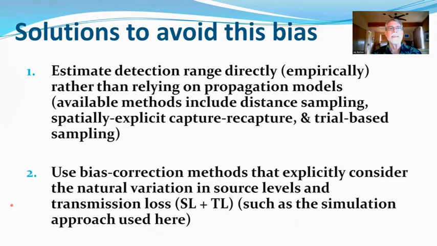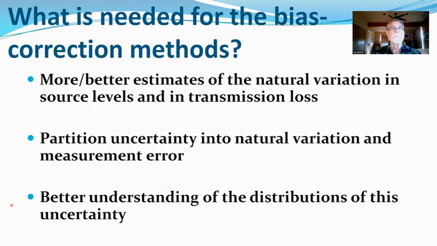My favorite, and I think the best solution, is to estimate detection range directly, empirically, rather than relying on propagation models. Available methods include distance sampling, spatially explicit capture-recapture, and trial-based sampling. But there is an alternative. You can use bias correction methods that explicitly consider the natural variation in source level and transmission loss, such as the simulation approach that I used here.